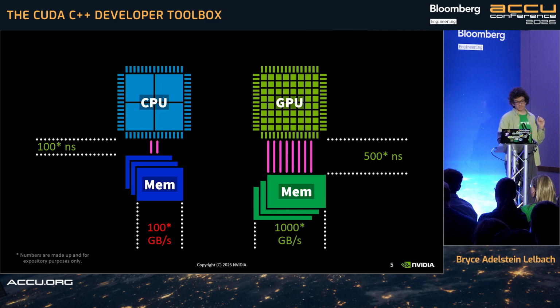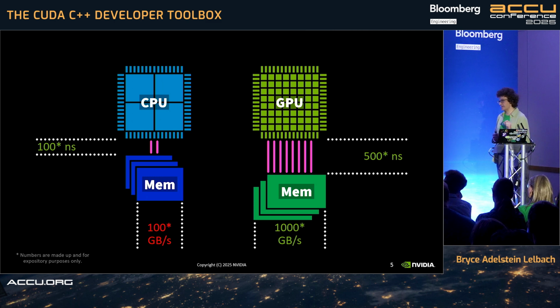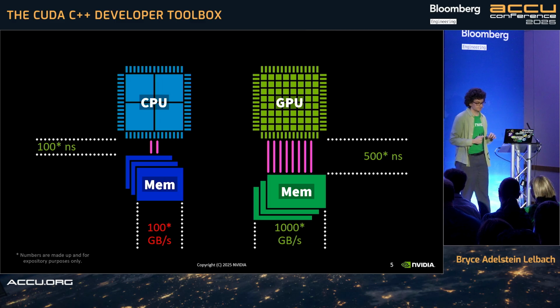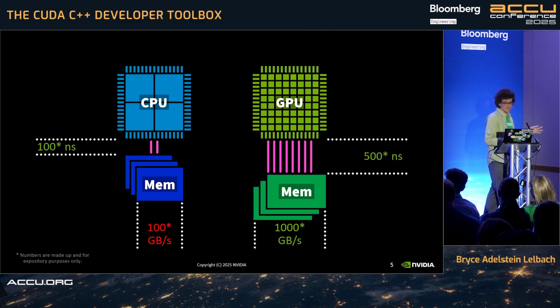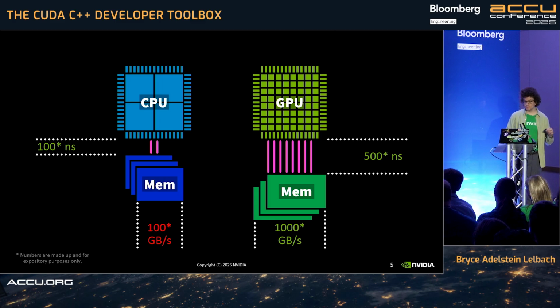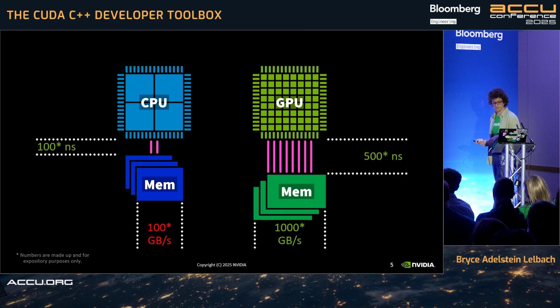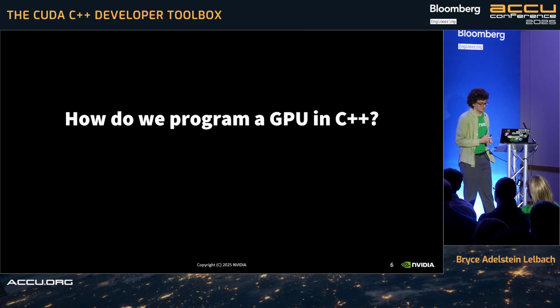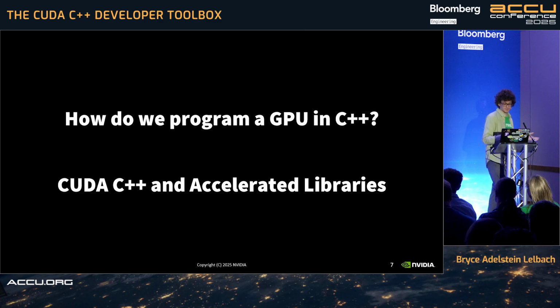Now, GPUs are optimized for bandwidth and parallelism. They can run hundreds of thousands of threads. Their memory latency is higher, but the memory throughput is much greater. So how do we program a GPU in C++? Well, with CUDA C++ and NVIDIA's accelerated libraries.